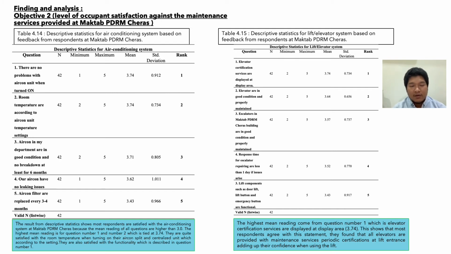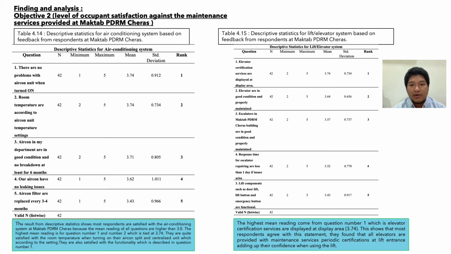Based on the Likert scale, 5 questions are stated in the questionnaire regarding aircon. The first one is there are no problems with the aircon unit when turned on. The second question is room temperature is according to the aircon unit temperature setting. Third, aircon in my department is in good condition and there has been no breakdown for at least 6 months. The fourth is our aircon has no leaking issue. Number 5, aircon filters are replaced every 3 to 4 months.